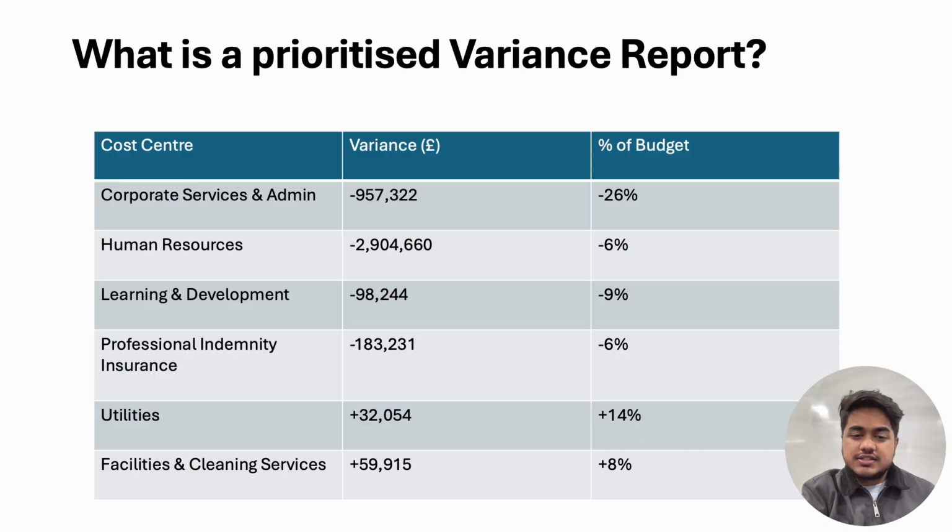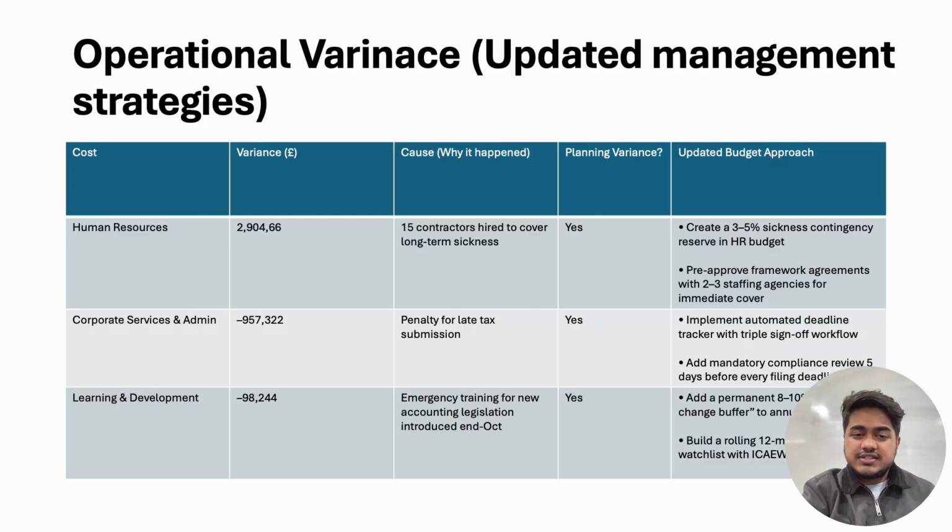So in the next slides, we're going to see the operational variances, which is actually updated management strategies. This slide explains the operational causes behind the variances. Human resources exceeded the budget by 2.9 million pounds, mostly because 15 contractors were hired at short notice for coverage, which increased the cost significantly. The updated approach is to create framework agreements with the staffing agencies to avoid last-minute contractor rates.